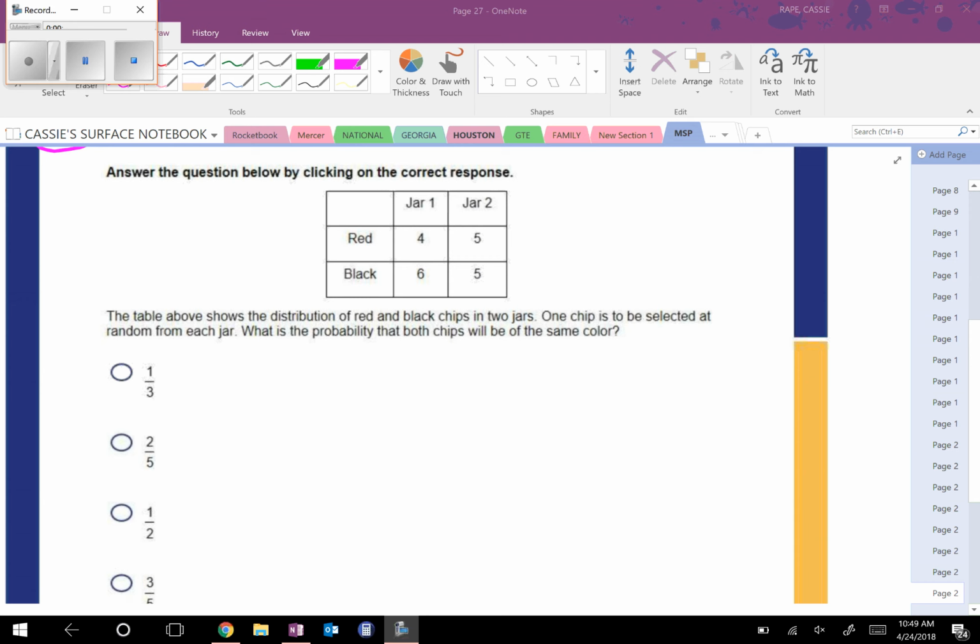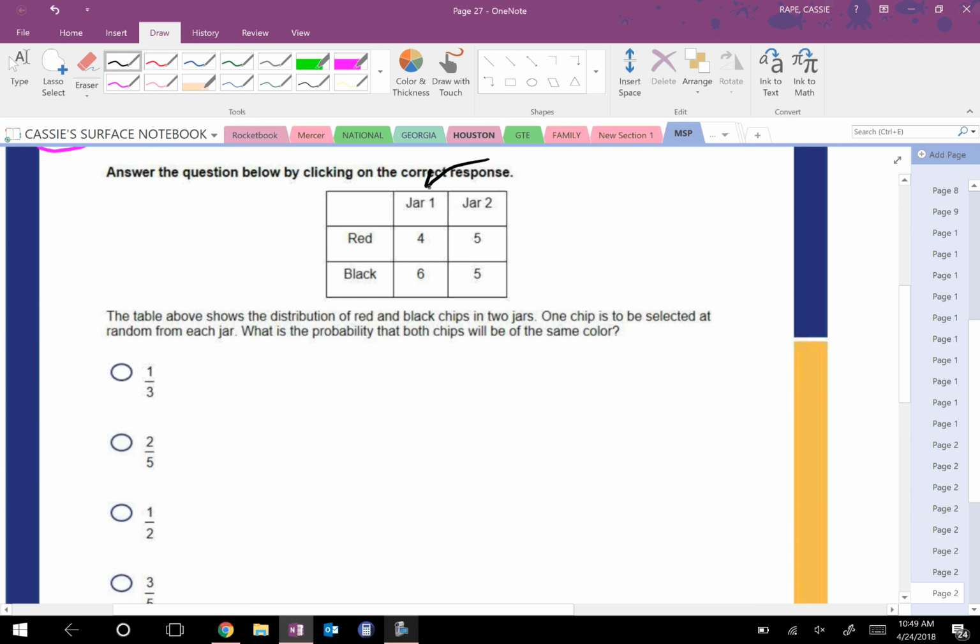This is question 33. We're looking at independent probability of two separate events. Well, not separate, but they don't affect one another. In other words, I've got red and black chips in jar 1. If I pull a red chip, it does not affect the probability of pulling a red chip in jar 2, if that makes sense. So I'm only looking in jar 1 right here, there are a grand total of 10 chips, 4 red and 6 are black.